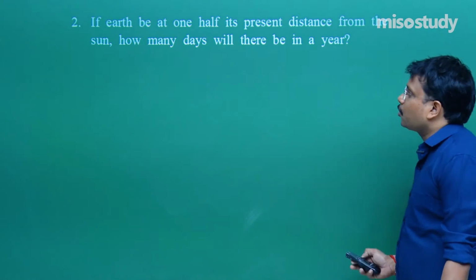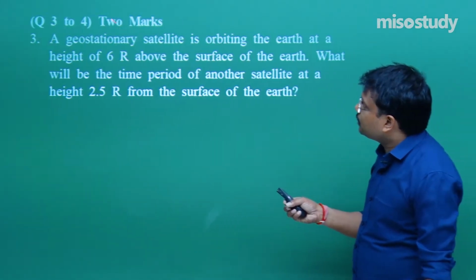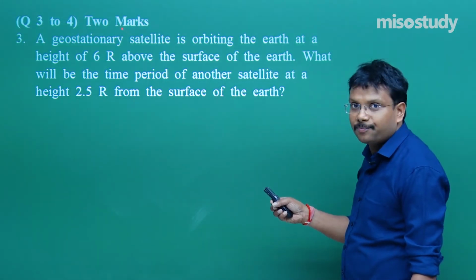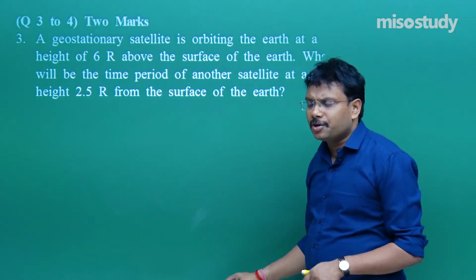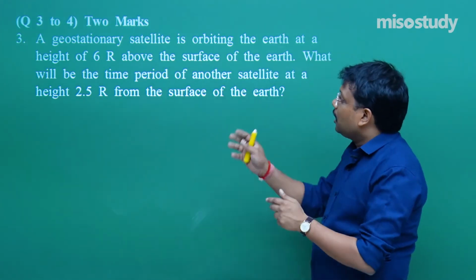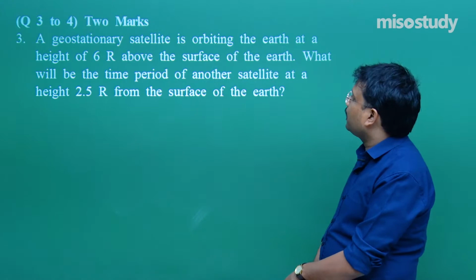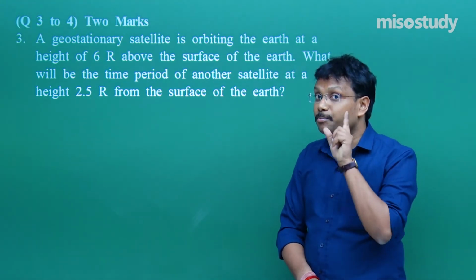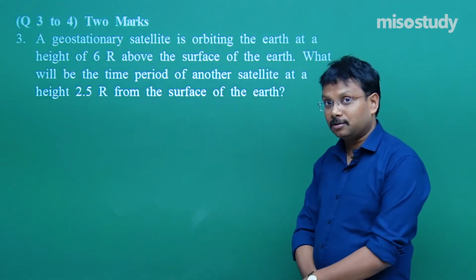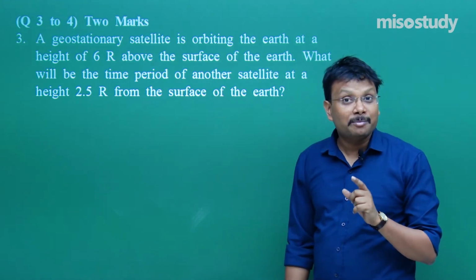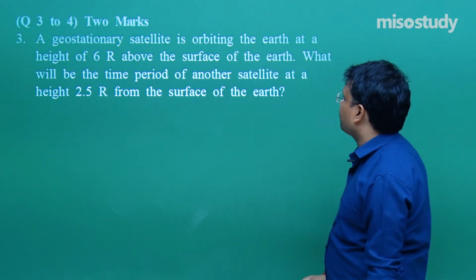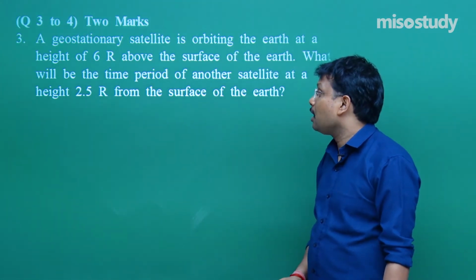Then students, it comes to question number 3. Now, the most important is 2 marks. So, questions number 3 and 4 are for 2 marks. It means in both these questions, you may have to write down 2 lines or so. Fine. A geostationary satellite is orbiting the earth at a height of 6r. Now be careful, there is a catch point over here, I will explain. Above the surface of the earth, fine, and all the distances are measured from the center of earth. Be careful. What will be the time period of another satellite at a height 2.5r from the surface of the earth?